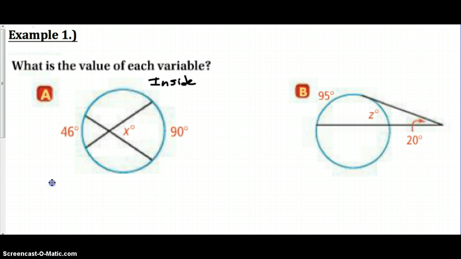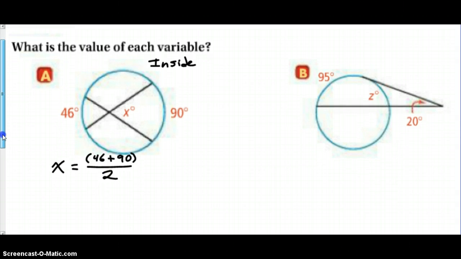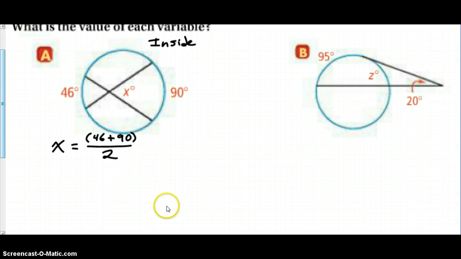I know that the measure of angle x is equal to the two arcs that make it, the 46 plus the 90, divided by 2. If we start doing some algebra, if I take 46 plus 90, that means that x will be equal to 136 divided by 2, which is equal to 68 degrees.